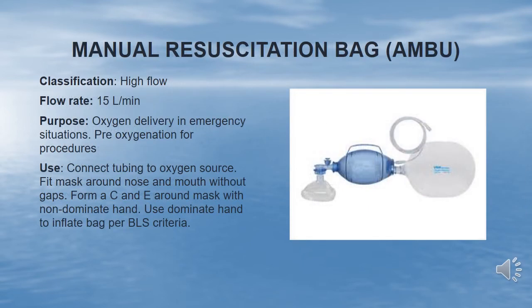Manual resuscitation bags, or bag valve mask devices, are used to manually ventilate patients. They are commonly referred to as AMBU bags. Emergency carts and high-risk areas such as emergency rooms, intensive care units, and recovery rooms have AMBU bags immediately available. The device is a high-flow device with a flow rate set at 15 liters per minute. The bag is available in infant, child, and adult sizes, which provide appropriate tidal volume for each age group.